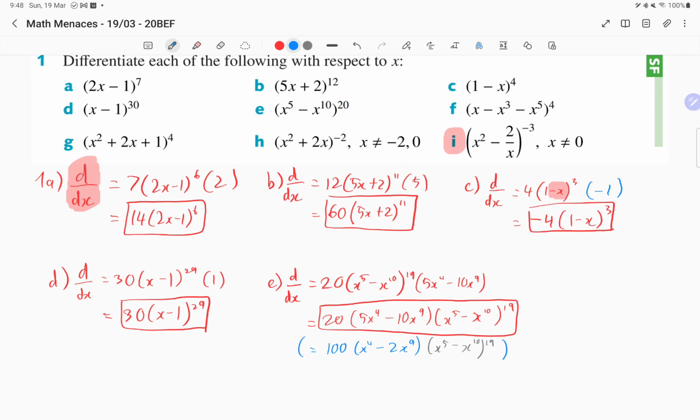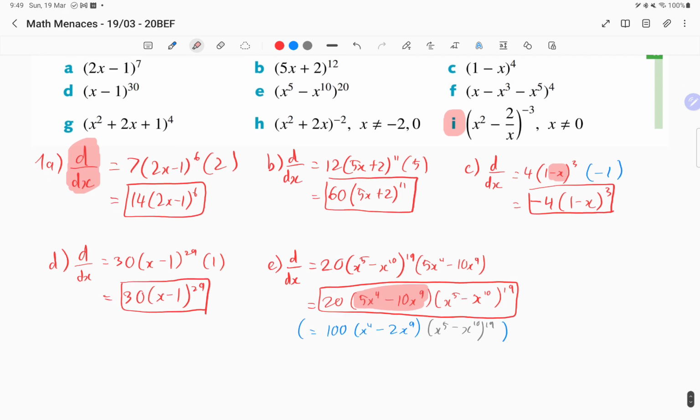Okay, so question E, the step I wrote at the bottom is an optional step. That's how to get to the textbook answer. They just take out a constant factor 5 from this expression. But if you get to that step, that should generally be okay.